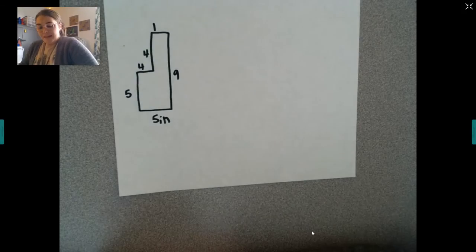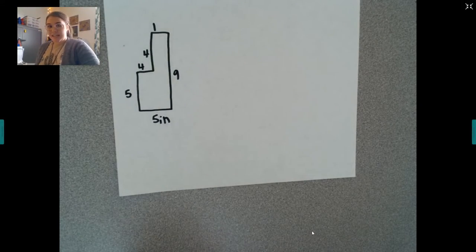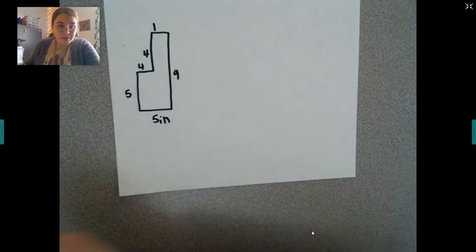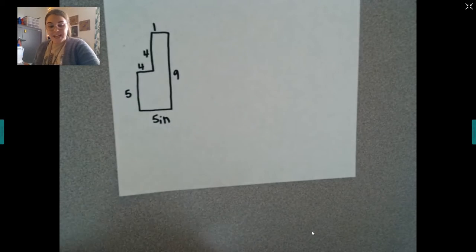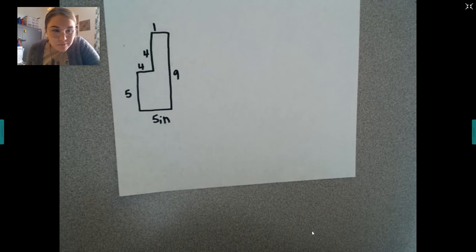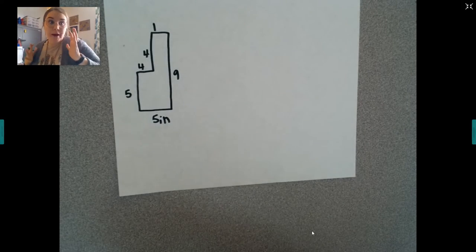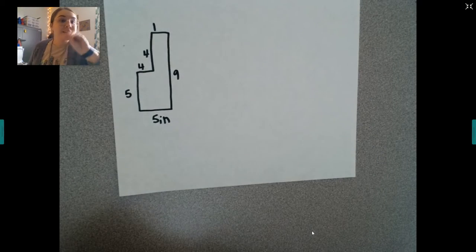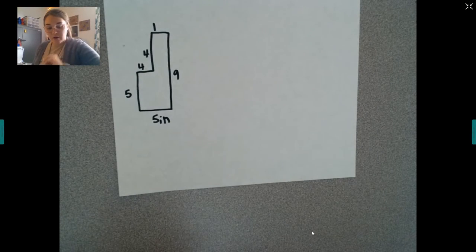The cool thing about these is when we find the perimeter of them, not the area, the perimeter, it's the same as finding the perimeter of a square or a rectangle. It's just a funky shape. So we don't have to get all caught up in, oh my gosh, this doesn't look normal, what am I going to do? No. It's the same as finding the perimeter of a square or a rectangle.